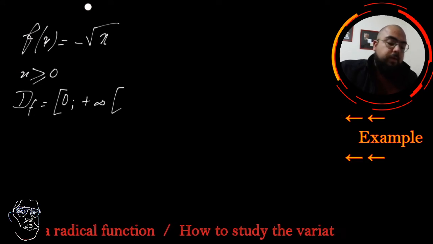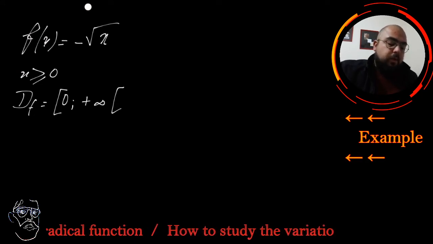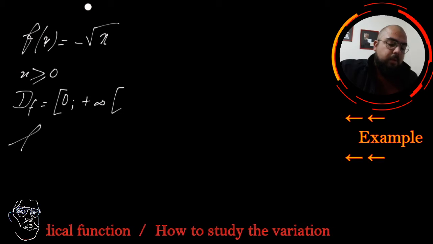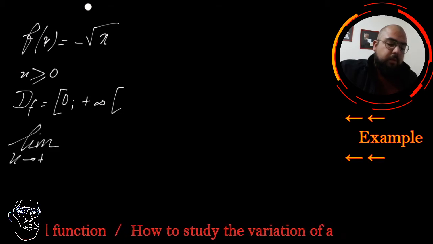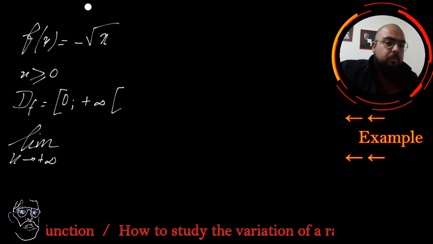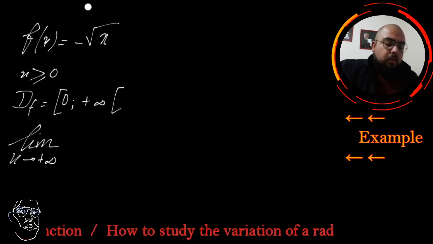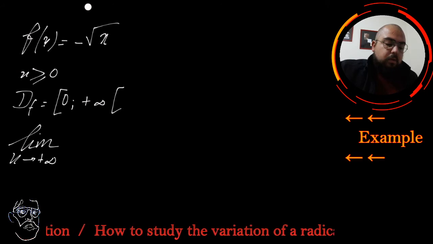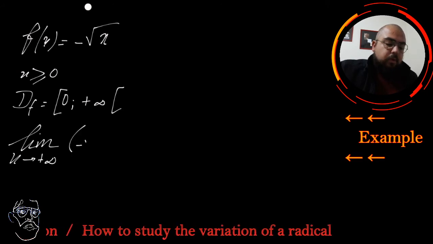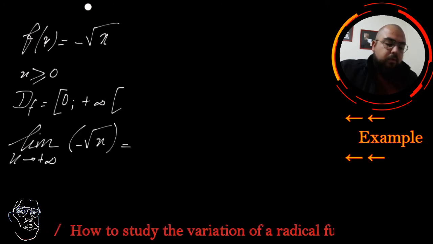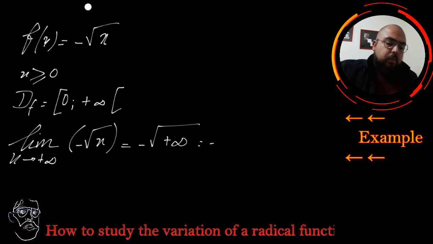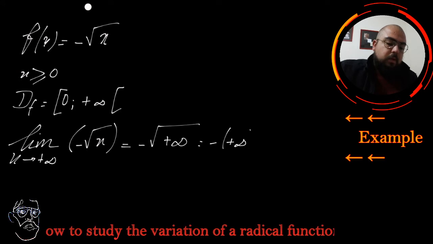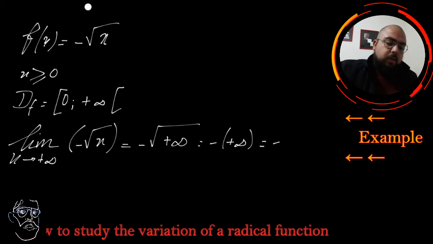You will have to calculate the limit and the derivative. The limit when x tends towards plus infinity of your function is equal to minus square root of plus infinity. So it will be minus times plus infinity. It's minus infinity.